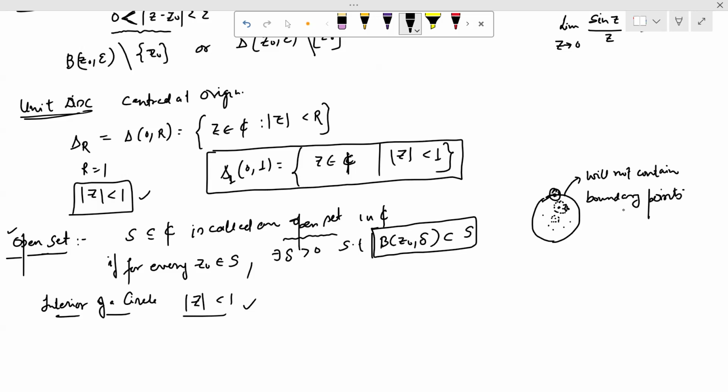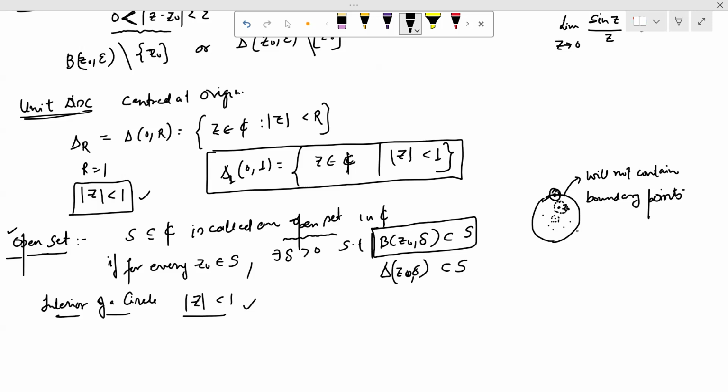Is that clear? Yes, sir. So what is an open set? A set is an open set if for every z naught belongs to S, there exists some del greater than 0 such that B(z naught, del) is contained in S. Or you can also write it this way, delta neighborhood of z naught. I'm doing it just so you don't get confused with the notations.